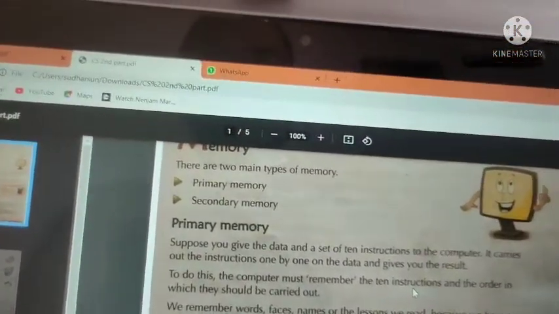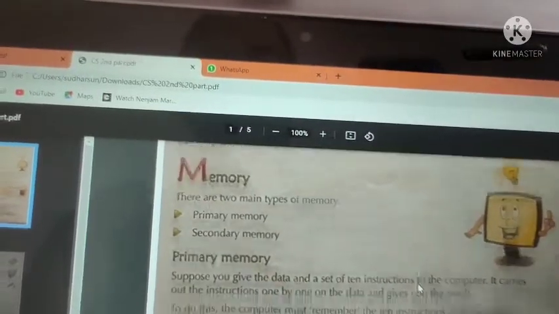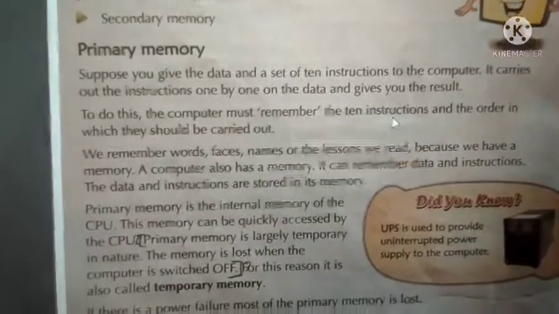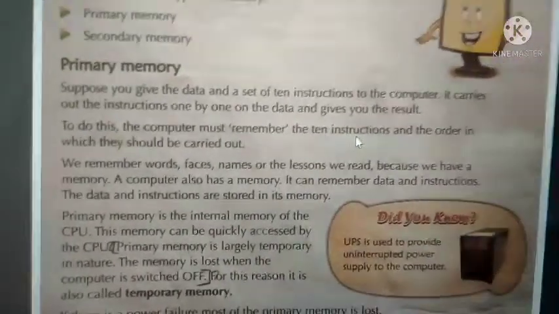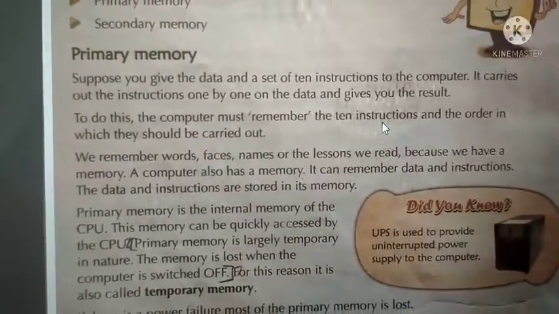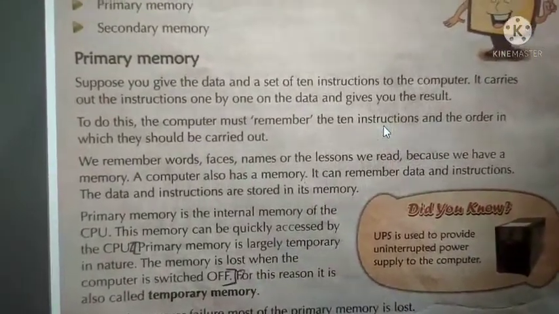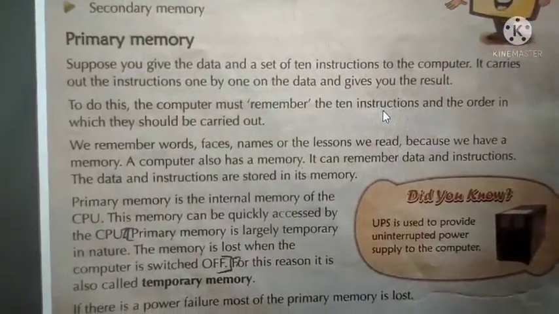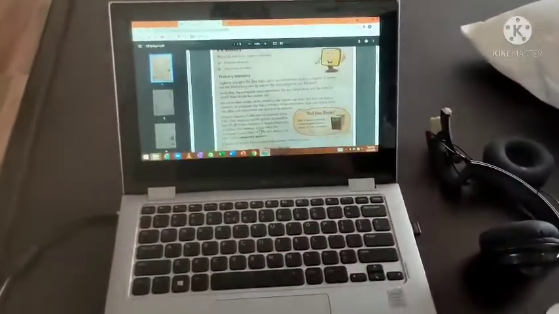Computer has memory where data are stored. Okay, that memory is divided into 2 types: primary memory, secondary memory. Primary memory. Suppose you give the data and set of 10 instructions to the computer. It carries out the instruction one by one on the data and gives you the result. For example, in before class also I told how the computer works with a set of instructions, right?